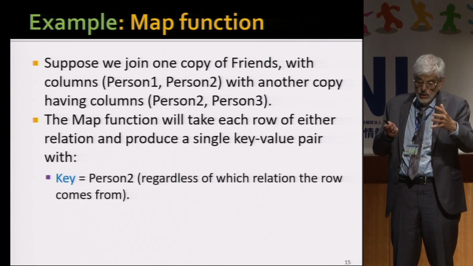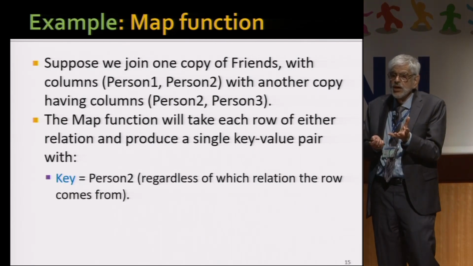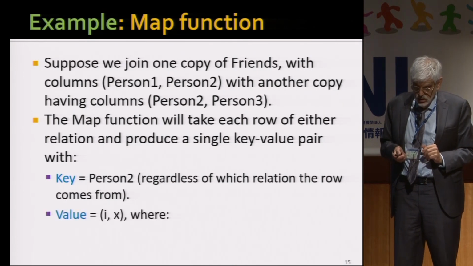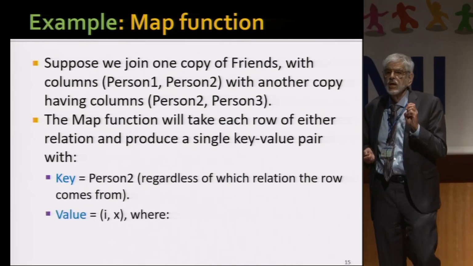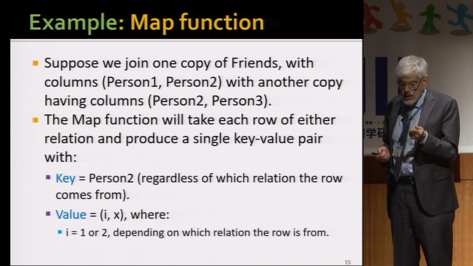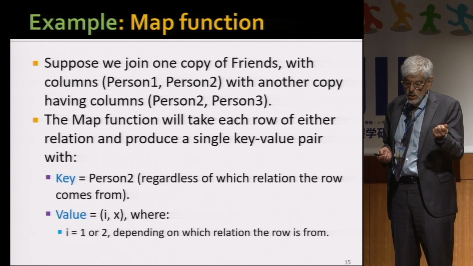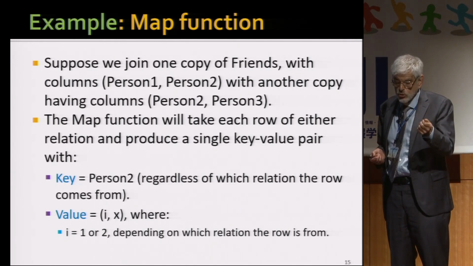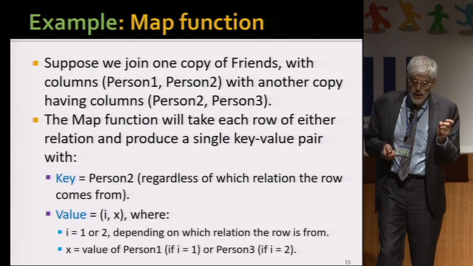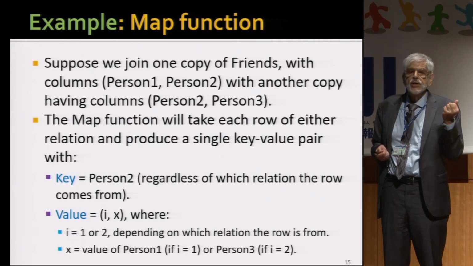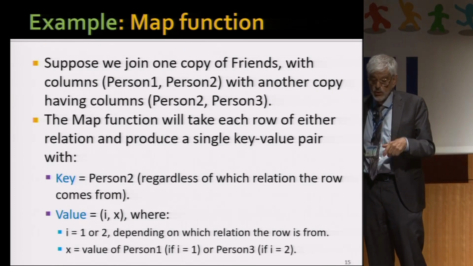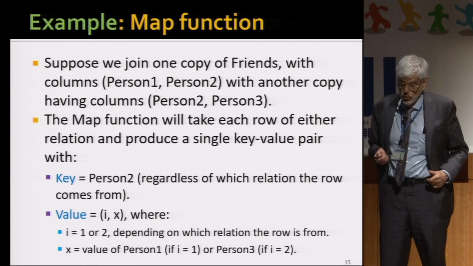And that's good because what that means is if two rows, one from each relation, could join, then they will have the same key. That turns out to be very important. Now the value associated with that key has two components. Call them I and X. I just tells you whether this row came from the first relation, that is person 1, person 2, or from the second relation, that is person 2, person 3. And then the value of X will be the other part, the part that's not the key of that row. So if it comes from the first relation, the value of X is the person 1 value. If it comes from the second relation, then it's the person 3 value.